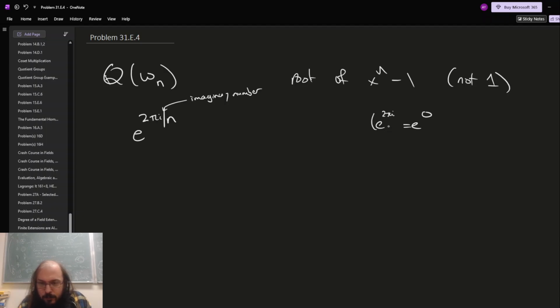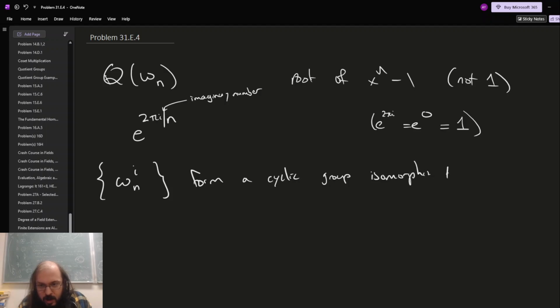But the exponential function is actually 2 pi i periodic, and so e to the 2 pi i is the same thing as e to the 0, or 1. A simple consequence, if you know this, and it's not too much harder to prove if you don't, is that the omegas, omega n to the power of i, this set, form a cyclic group isomorphic to Z mod nZ.